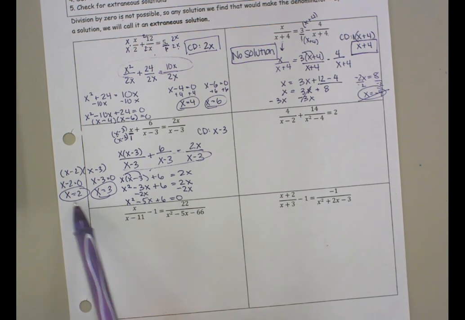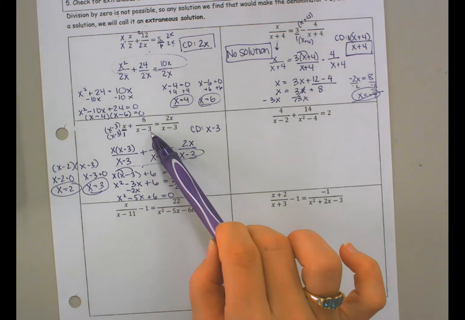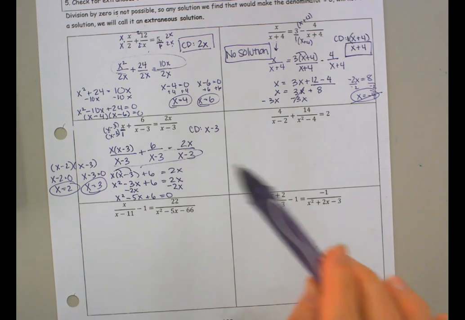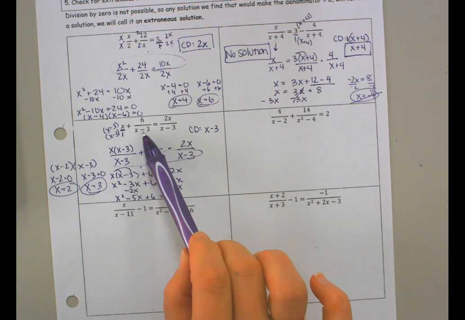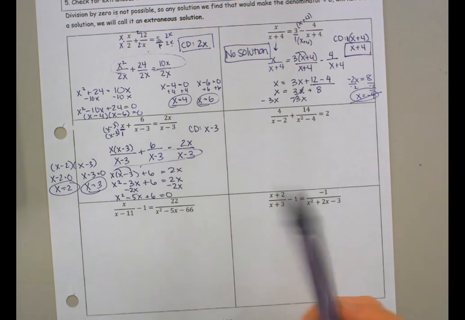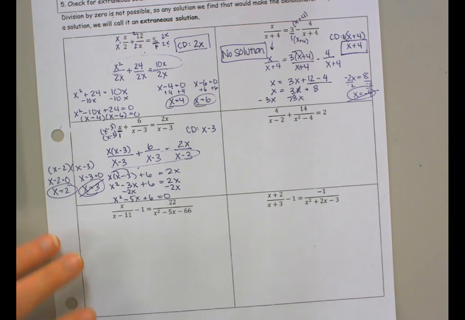And so now if I check for extraneous solutions, if I plug 2 in here, I have 2 minus 3, which is negative 1. I'm perfectly fine with having negative 1 as a denominator. If I plug in 3 here, 3 minus 3 would give me 0. So then I can't have that. So that means my only solution here is x equals 2.